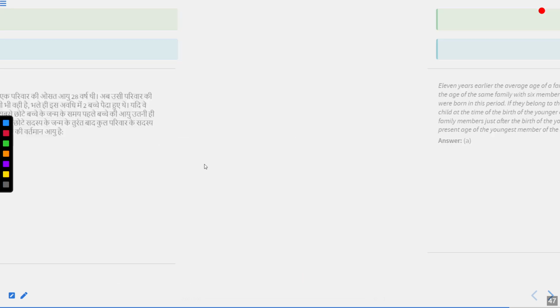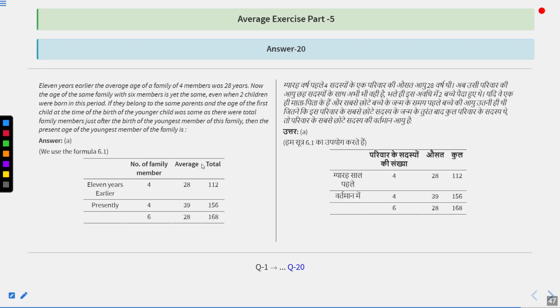Now time's up. Let's see the solution. Now we are going to use formula 6.1. We make a chart: number of family members, average and total. So 11 years earlier, present, and then we make the next chart. 11 years earlier, the number of family members was 4, average was 28, so total becomes 112. In present, there are 6 family members, average is 28, and the total will become 168.